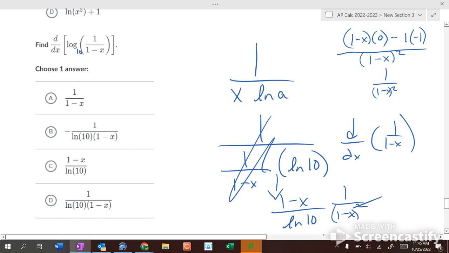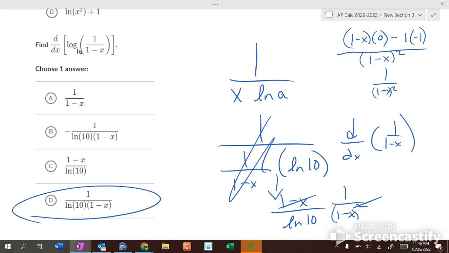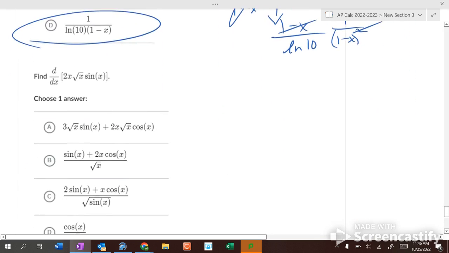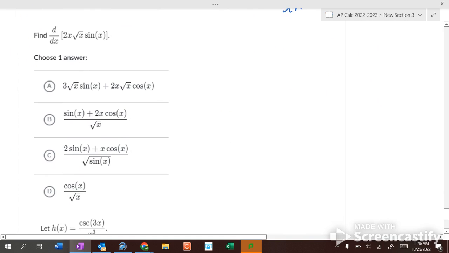So if we cancel, I get 1 over ln of 10, 1 minus x. Which is D. As long as my signs are correct, and I think they're correct. Which is that? Some of these are a little complicated today. You get into real calculus today. Okay, this one.